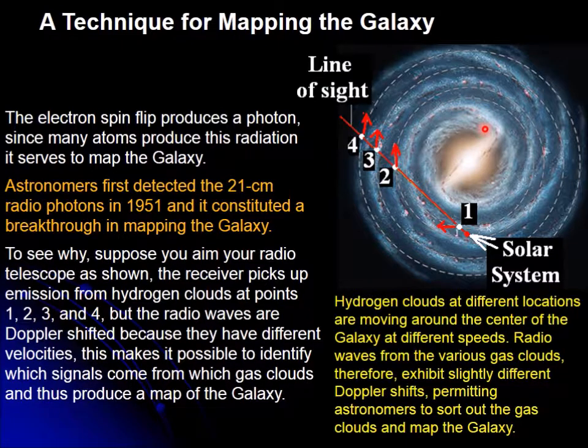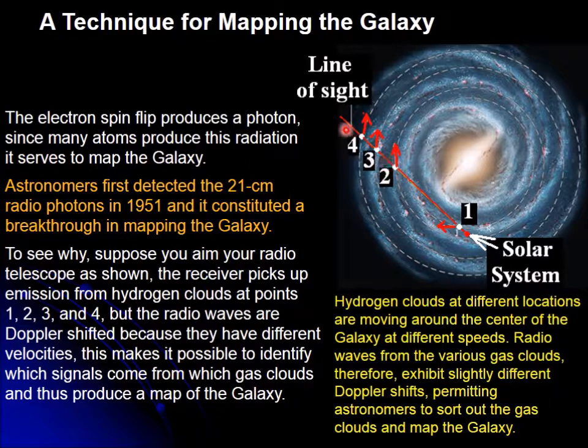Here we have a top view of a galaxy that is spinning, and the arms are trailing the way that the galaxy is spinning. If we take the solar system to be here, and we point our radio telescope in this direction, we can see gas at this point, which is on the innermost arm, or we can see gas here on the next arm, or on the third arm, or on the fourth arm. And of course, given that they are at different distances from the center, they're going to be moving at different speeds, and we will see the so-called differential speeds of the arms in the next chapter.